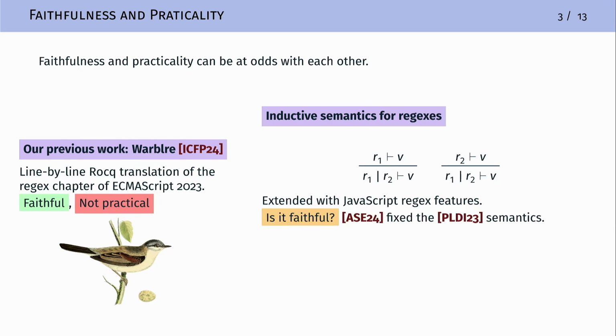Sometimes it's difficult because it's very different from that official JavaScript standard. And in fact, a few years ago, there was a semantics that had to be fixed one year later because some feature was incorrect, and there could be other problems. And also, while this is clearly more practical than Warbler, we show in this work that we can do even better and have some properties that are even more practical for formal verification.